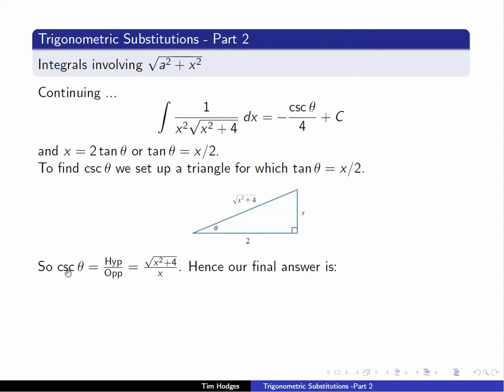So then cosecant theta, cosecant is 1 over sine, and sine is opposite over hypotenuse. So cosecant is hypotenuse over opposite, which is the square root of x squared plus 4 over x. So this enables us to substitute back for cosecant theta and get our final answer of minus root x squared plus 4 over 4x plus c for the integral of 1 over x squared root x squared plus 4.